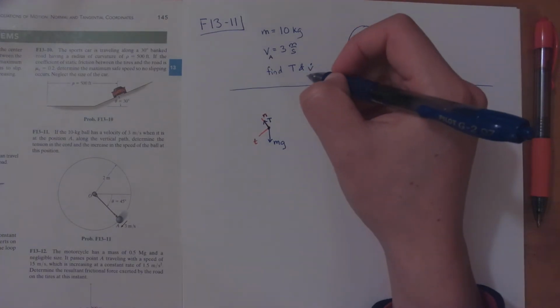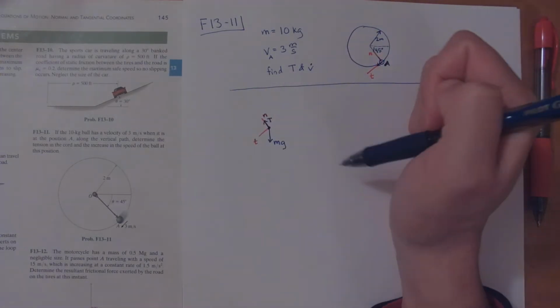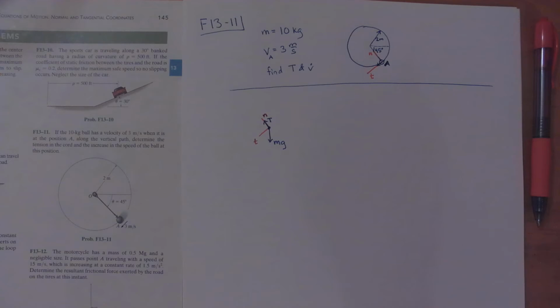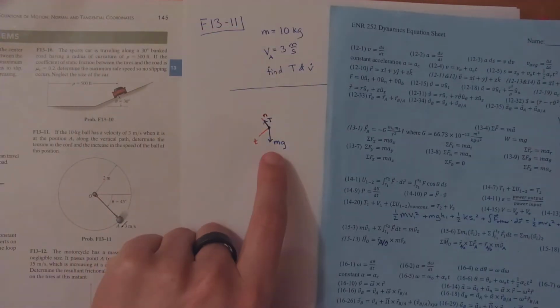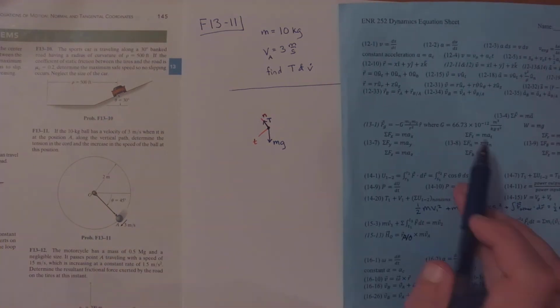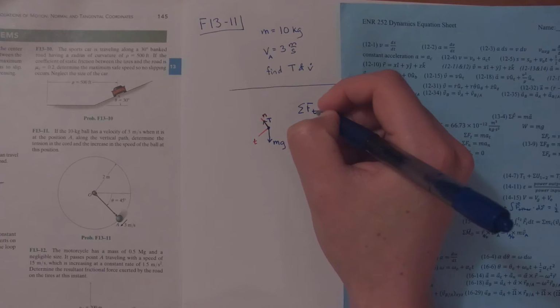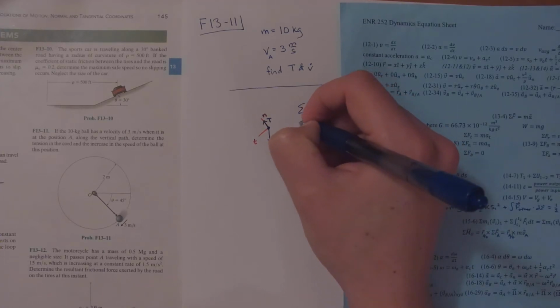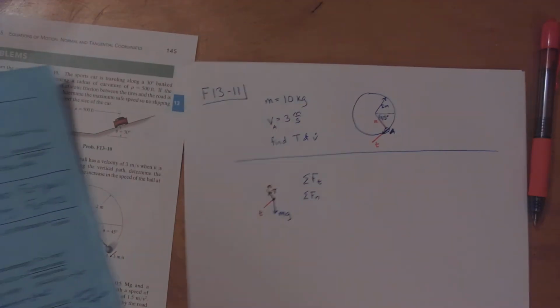We want to find tension and the increase in the speed. Remember, v dot tells you how the speed is changing. So we want to find the increase in the speed, which is v dot. So now, after we find the forces, we take a look at our equations. I have a force pointing in the normal direction and a force with components in the normal and tangential direction. So I'm going to be using the sum of the forces in the tangential direction is equal to the mass times the acceleration in the tangential direction, and the sum of the forces in the normal direction is equal to the mass times the acceleration in the normal direction.